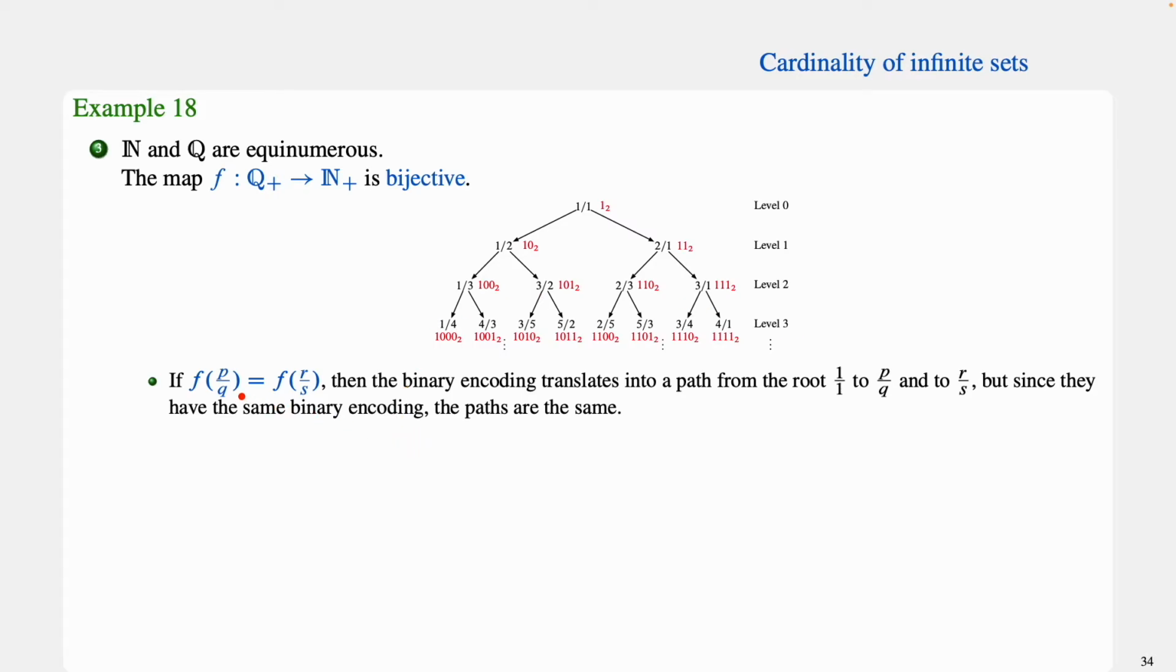First we show it's injective. So if f(p/q) is the same as f(r/s), then they both have the same binary encoding that translates into a path from the root to p/q and to r/s. But it's the same path, so it leads to the same node, and that means p/q is the same as r/s. And this means f is injective.